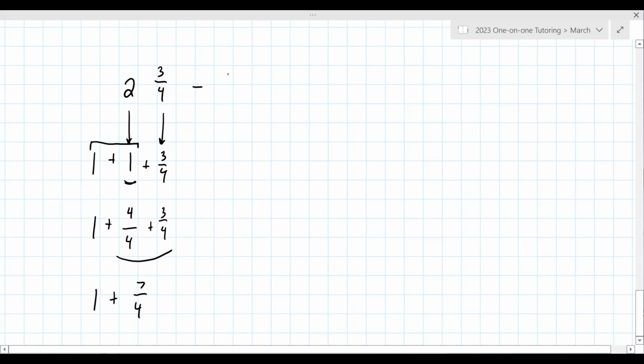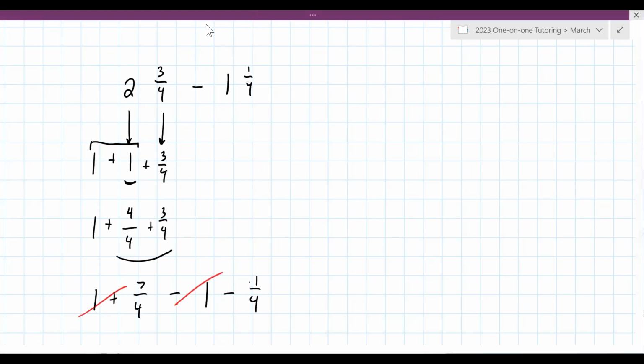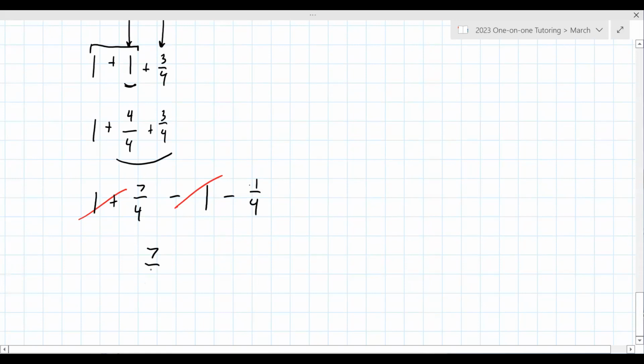Now let's say I was really asking you to do 1 1/4. Actually, that's a bad example, but this will be to illustrate the idea. If you subtract 1 and subtract 1/4, you can cancel out the ones, and then what's left over you can subtract. 7/4 minus 1/4, which is 6 divided by 4. Okay, so let's have you try one more here.